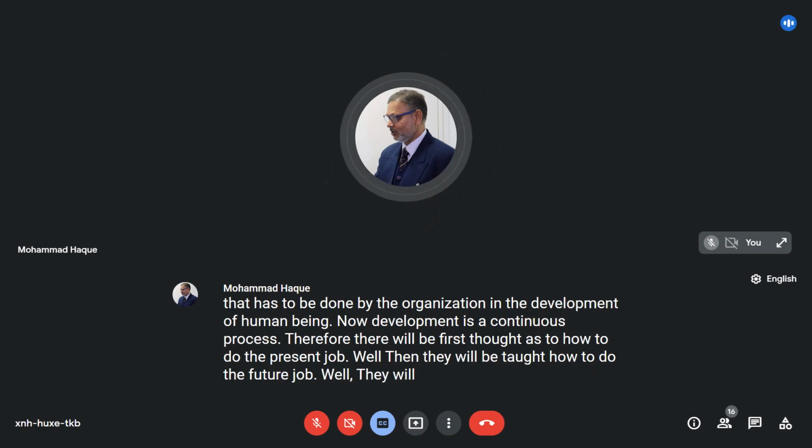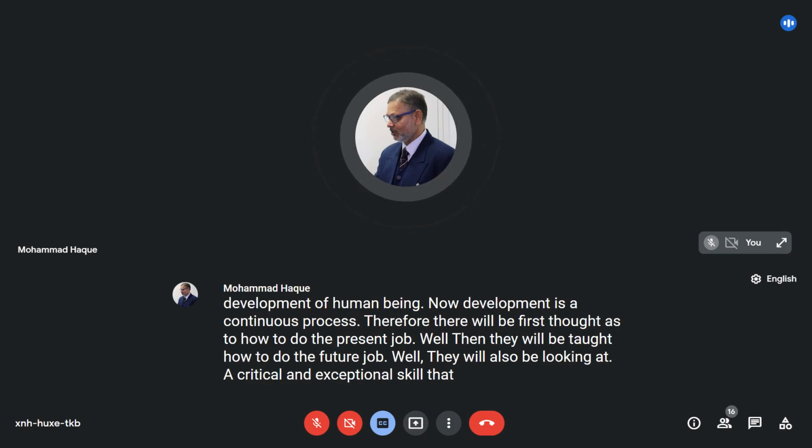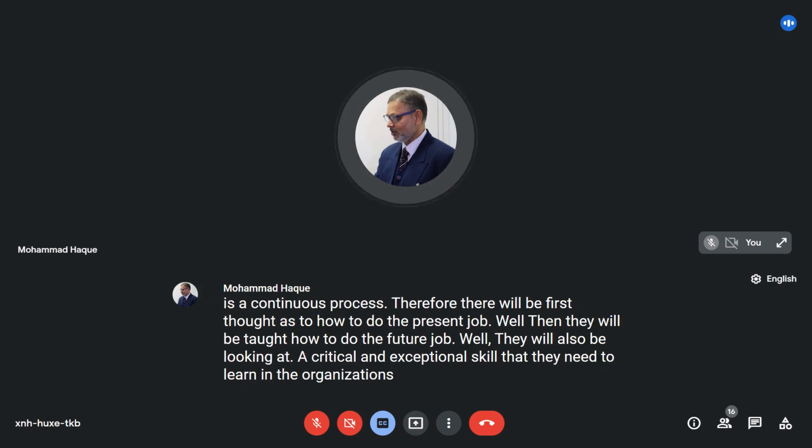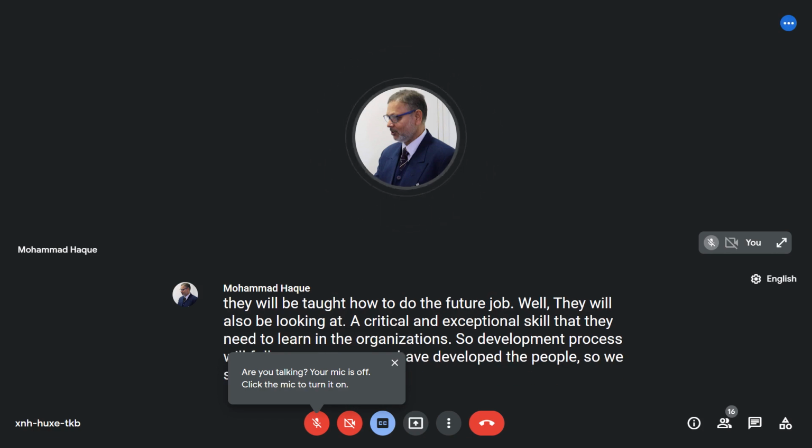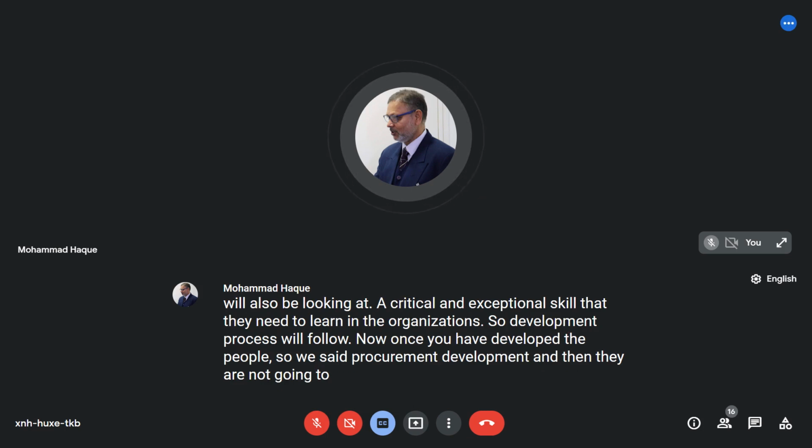They will also be looking at a critical and exceptional skill that they need to learn in the organizations. So the development process will follow. Now, once you have developed the people, so we said procurement, development, and then they are not going to work for free. They have to be compensated.